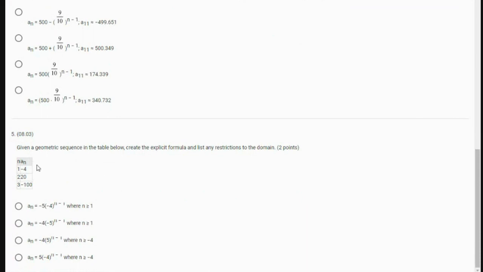And 5th problem, they give you a table. The first term is -4, the second term is 20, third term is -100. What is the formula and the restrictions to the domain? And again, if you know the restrictions to the domain, already you can throw out 2 of those. So which one of those would be the formula?